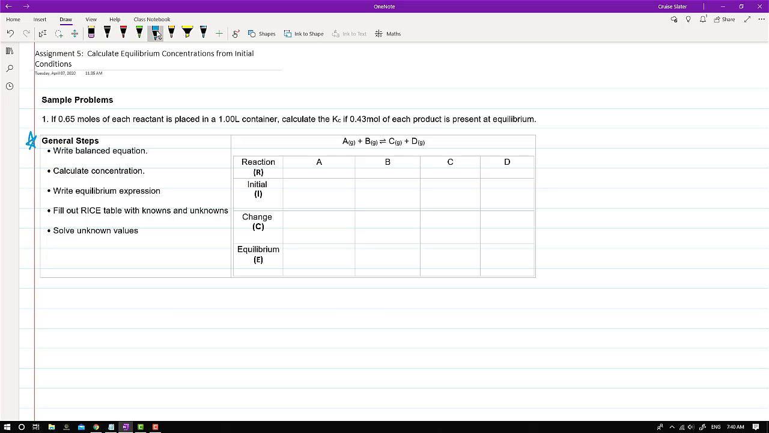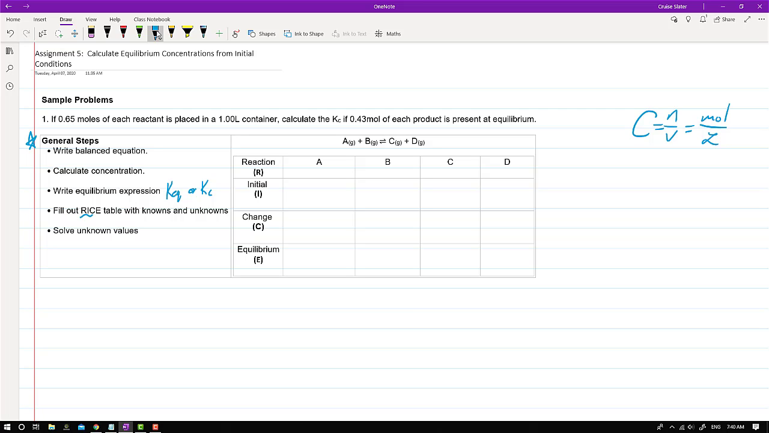The general steps we need to follow are: write a balanced equation, just like everything in chemistry. Make sure we start with a balanced equation, followed by calculating any concentrations. Reminder, concentration is equal to moles over volume, and in our case, we're going to be dealing with the units of moles per liter. We then need to write an equilibrium expression. We referred to these as Keq or Kc expressions in previous videos.